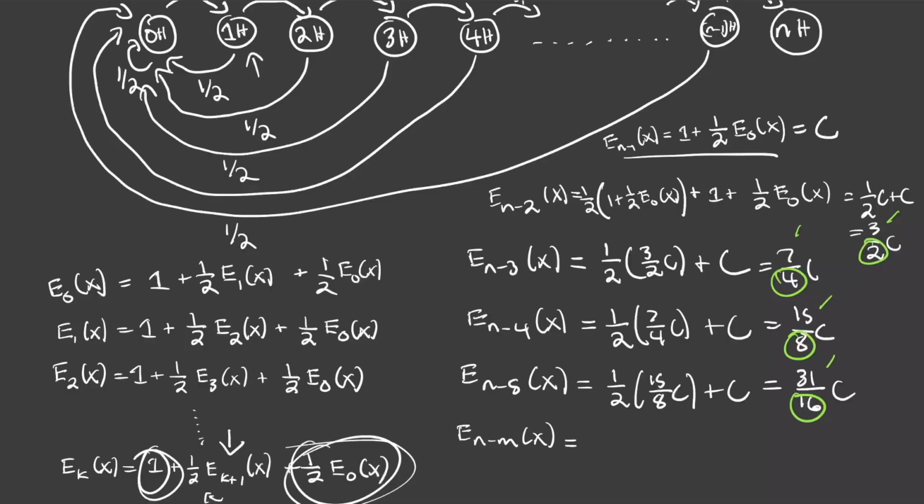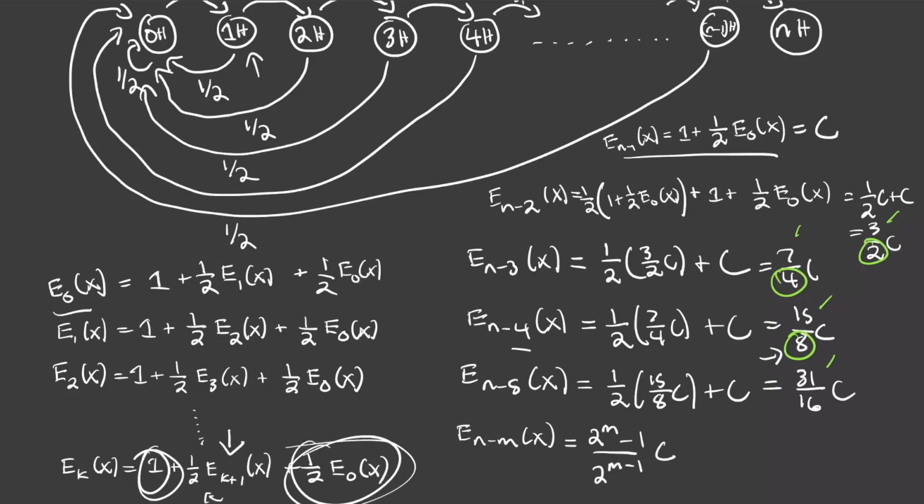So that's just basically going to be 2 to the power of m, right? 2 to the power of 5 is 32, and then I subtract 1, I get 31. And that's going to be divided by basically 2 to the power of m minus 1, right? When m was 5, we had 2 to the power of 4 on the bottom. When m was 4, we had 2 to the power of 3 on the bottom. So this is going to be multiplied by our constant c, and now you know that e sub n minus m of x, we found that it's equal to this over here.